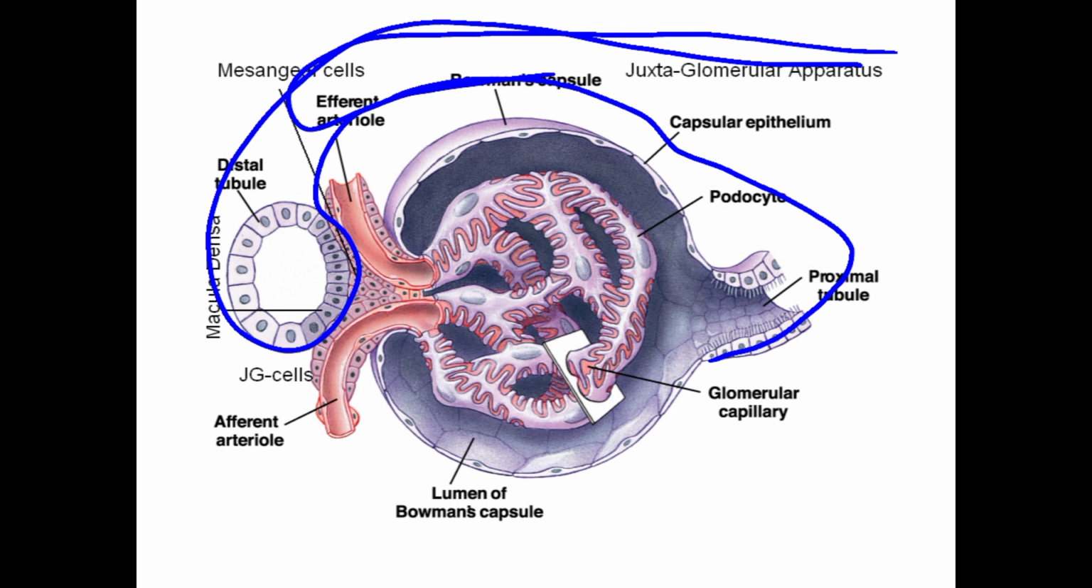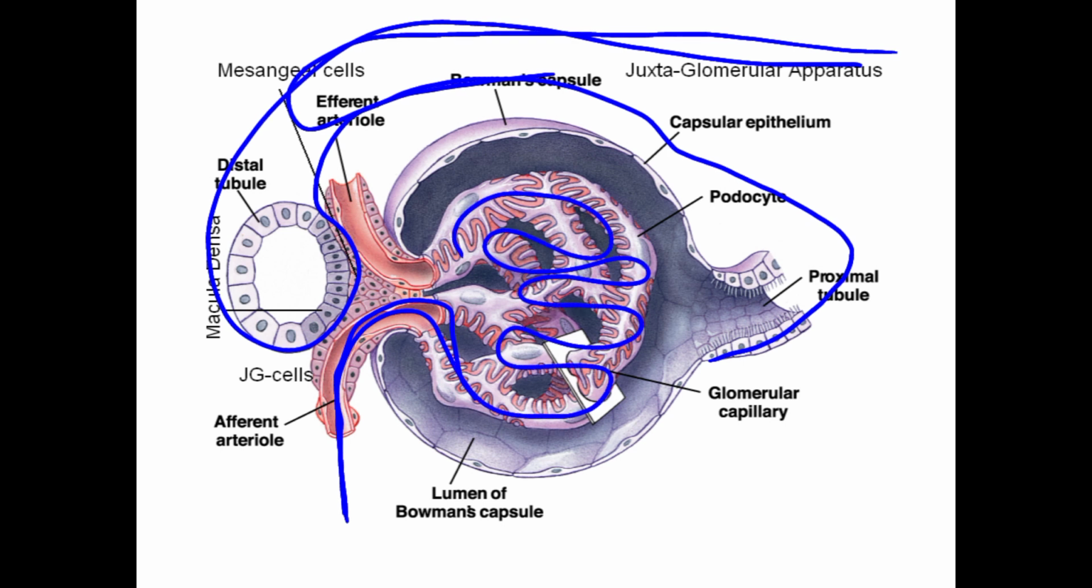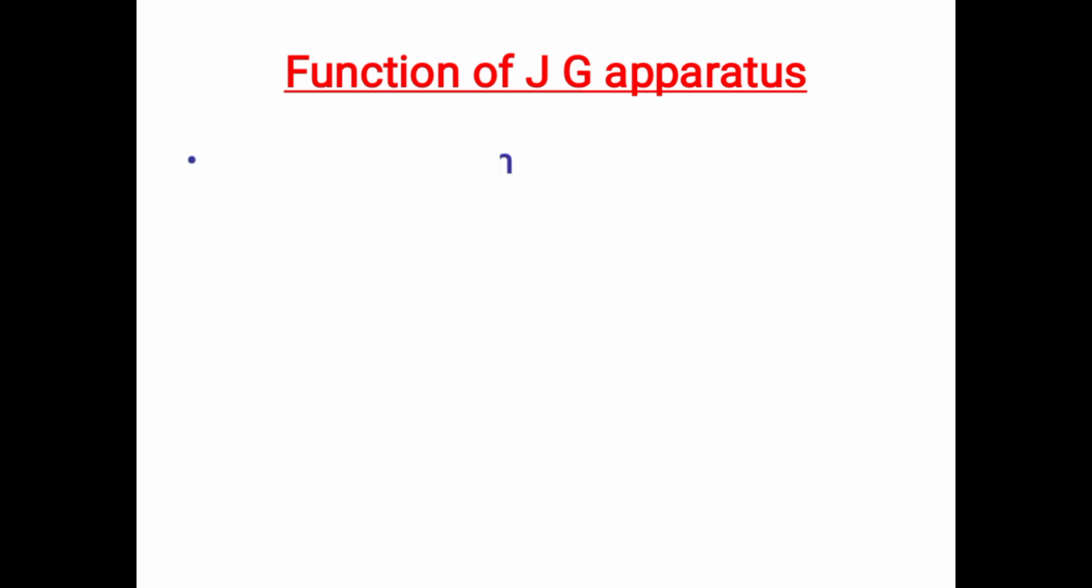So here you can see this is the afferent arteriole, a blood vessel. The blood will enter here and form a tuft of capillaries. Yesterday in class I told you, that is the glomerulus. Then this is the efferent arteriole. Here these are the JG cells. This is the macula densa in the distal convoluted tubule. In between these two, the Lacis cells are present.